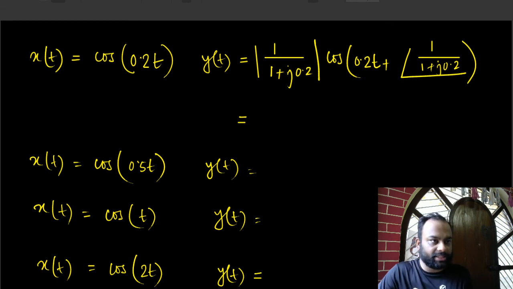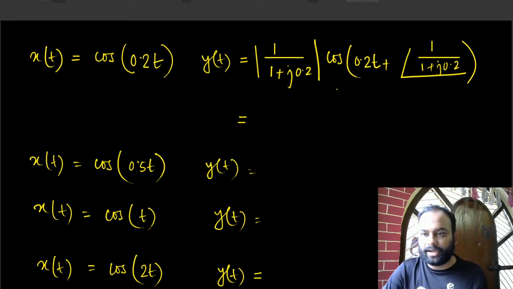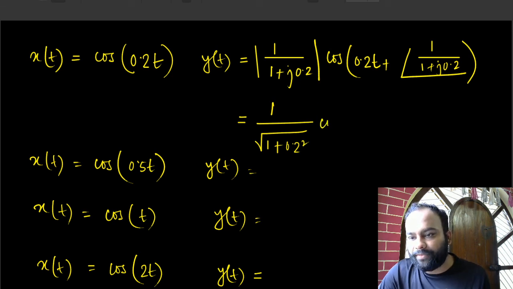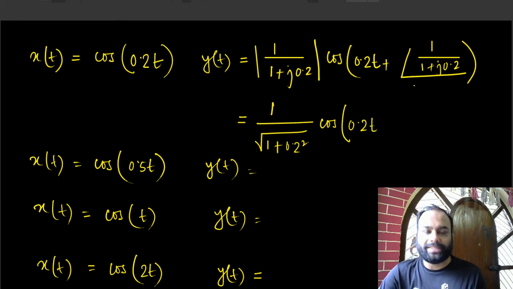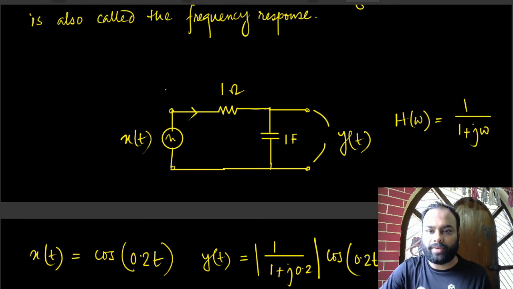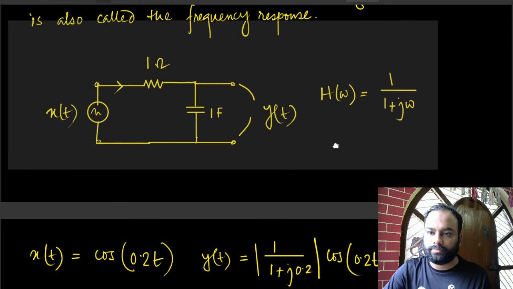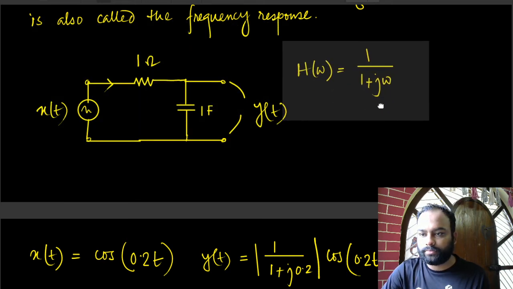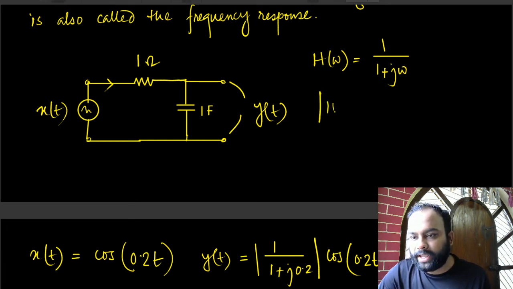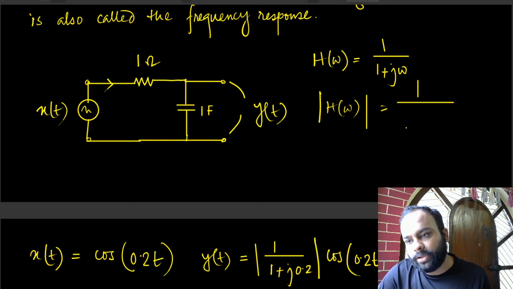All right, recall this is just the impedance of the circuit, right? So the answer is 1 by root over 1 plus 0.2 square, right? And I have cos 0.2t. And what is the angle here? What is the angle of this quantity for this particular scenario? Let me again write down here. So what is the mod here? Of course, that's going to be root over this for this particular example.